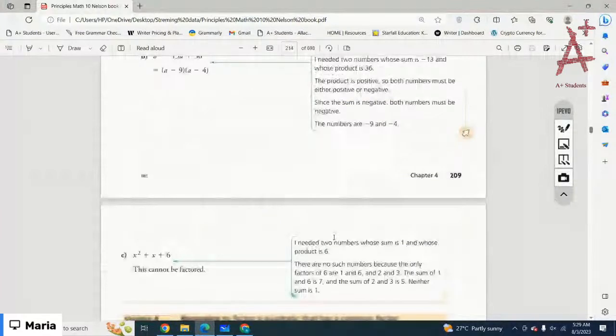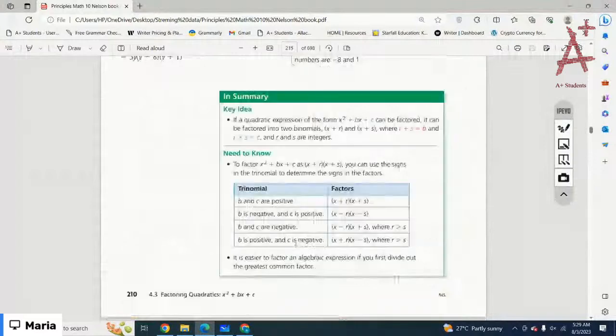Okay, if a quadratic expression of the form ax square plus bx plus c can be factored, it can be factored into two binomials. Like if you are given the equation in the form x square plus bx plus c, you can factor this equation as x plus r, x plus s, where r plus s, if you add r and s, they make b, right? And if you multiply them, they make c.